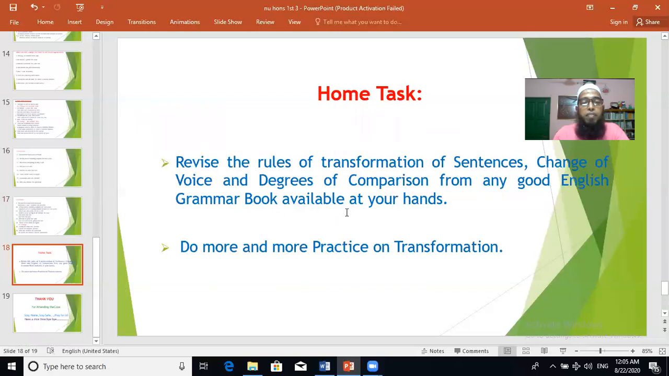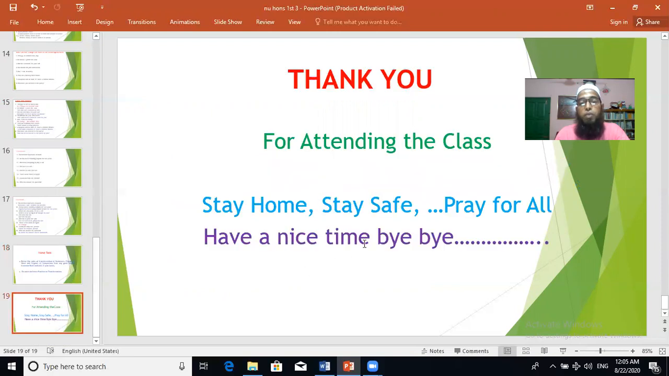So there's a home task. Revise the rules of transformation of sentences, change of voice, and degrees of comparison from any good English grammar book that is available to you. And of course, do more and more practice on transformation. I think this class would be helpful for you if you follow these steps and practice more to improve your reading skills. In the next class we will come up again with a comprehension passage and some grammatical items that usually appear in our question papers. What type of questions come, we'll do that in our next class.